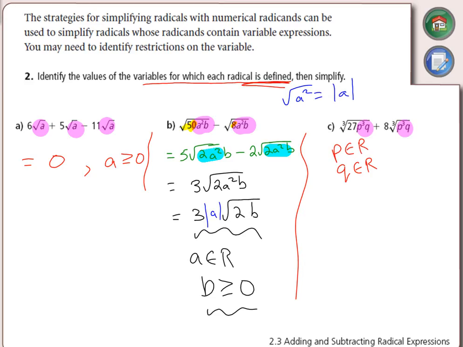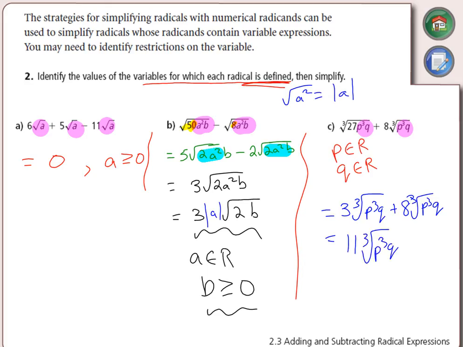Let's first of all do cube root 27. That's a perfect cube. That's 3 cube root P cubed Q plus 8 cube root P cubed Q. Now I've got common radicands. I can bring those together, add the coefficients, 3 plus the 8. That gives me 11 cube root P cubed Q.